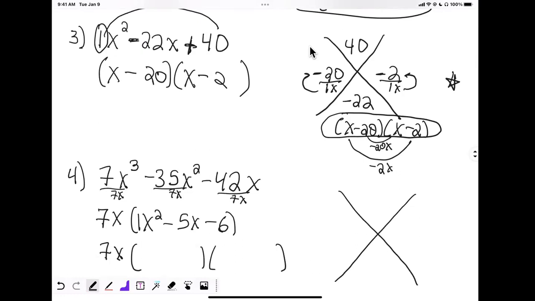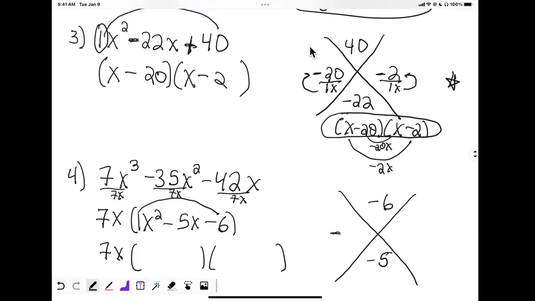Remember, the 7x is already taken care of. It's gone. So I'm just doing this part. 1 times negative 6 is negative 6. My adding part is negative 5. I need 2 numbers that multiply to be negative 6 and add up to be negative 5.